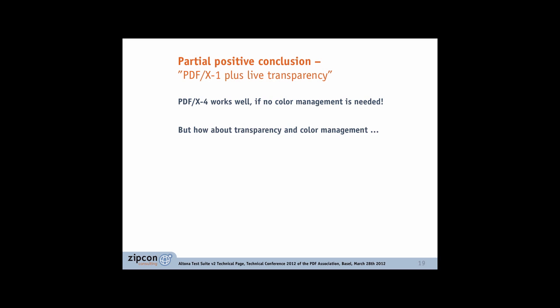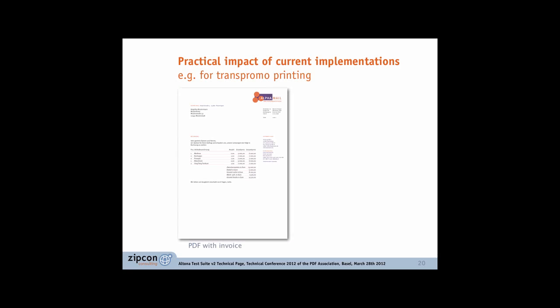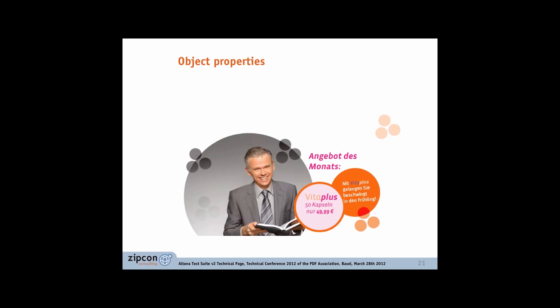But how about when transparency and color management are involved? For this case, I would like to give you one example that is of maybe more interest in your area, transpromo printing. What you see here in this projection is a kind of bill that is printed from a system, and there's an ad that should be placed on that bill. So transactional printing or transpromo printing. So the intended result, of course, is that both look as intended. So the bill should be readable, and that design should look like it is designed here.